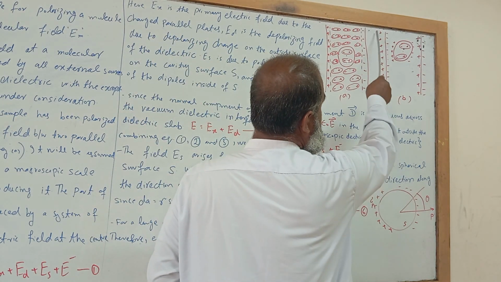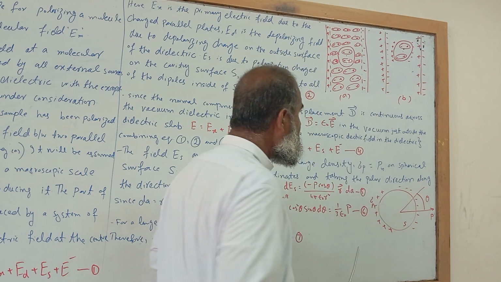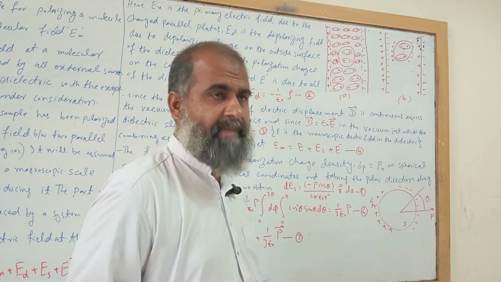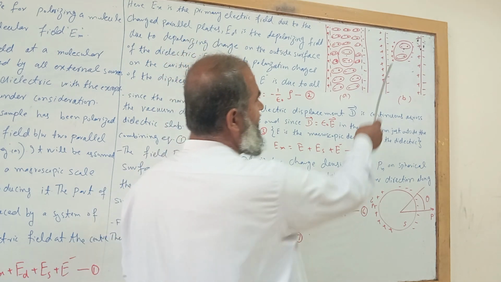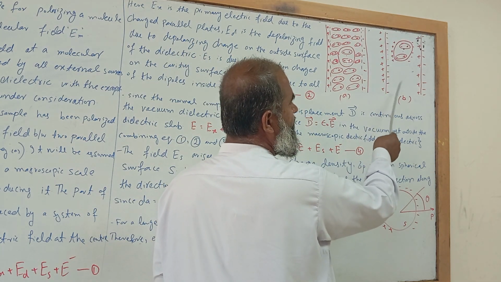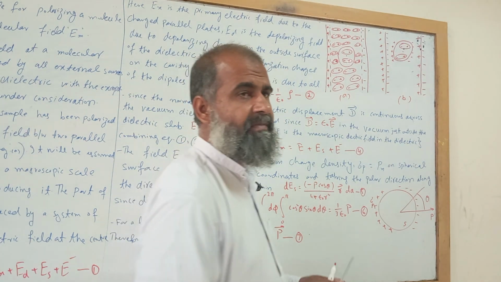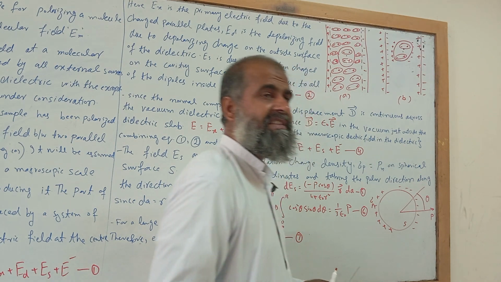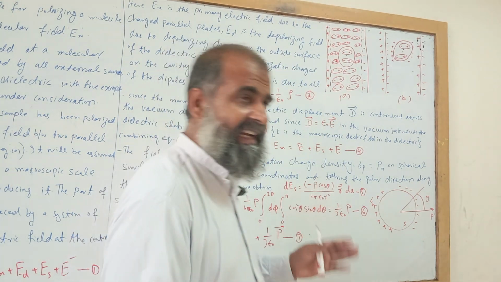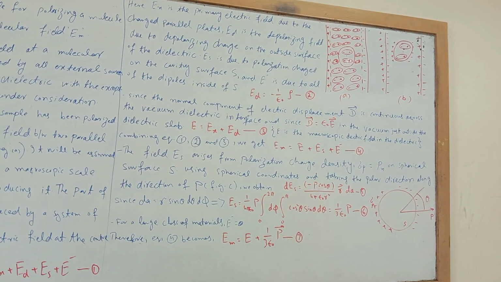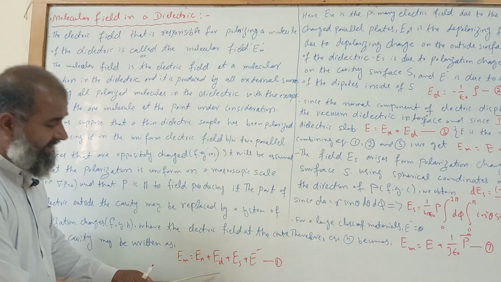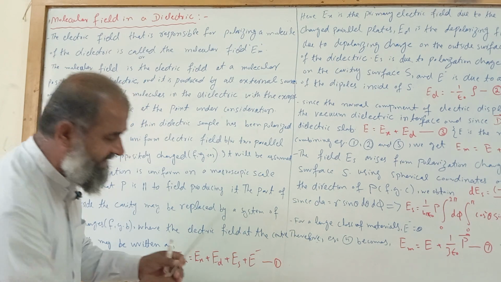You can see these charges are the charges that we stored due to the external battery, and these are the induced charges due to the polarization of the medium. All other charges inside the material have cancelled each other. Then the net electric field, the molecular electric field Em, will be equal to Ex plus Ed plus Es plus E prime.